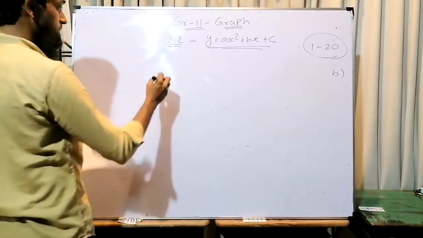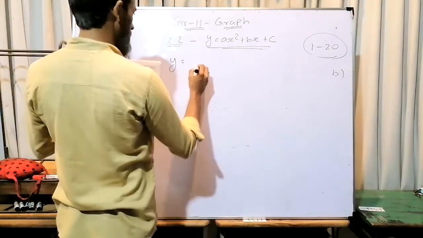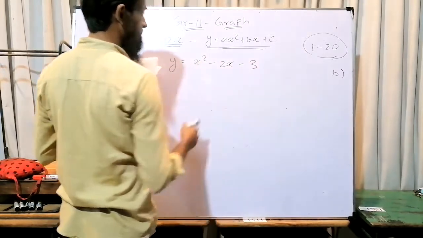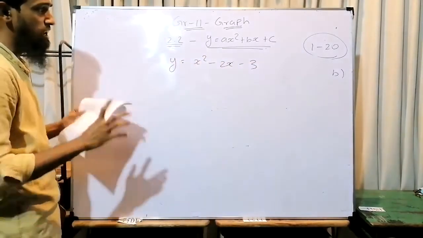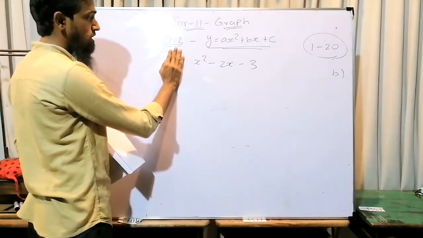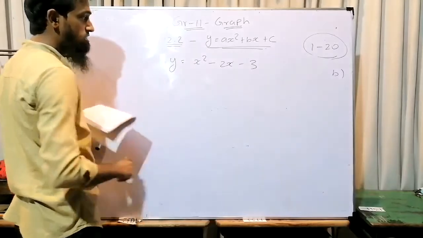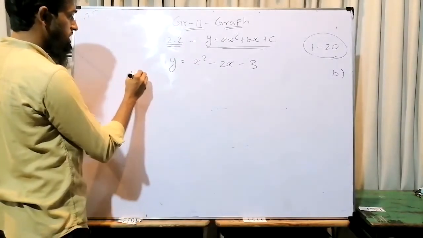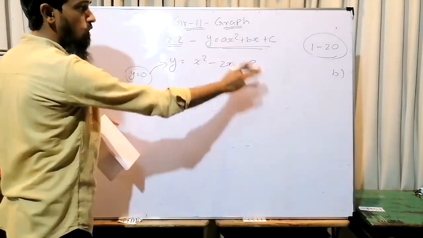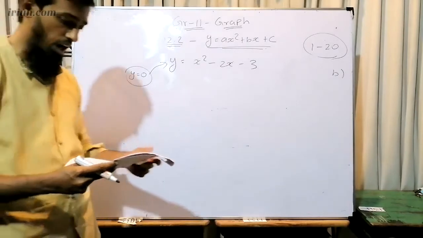The first graph, the example is given: y equals x squared minus 2x minus 3. The special thing about this equation is, if you make y as 0, if y equals 0, it looks like a quadratic equation. That is the special thing.